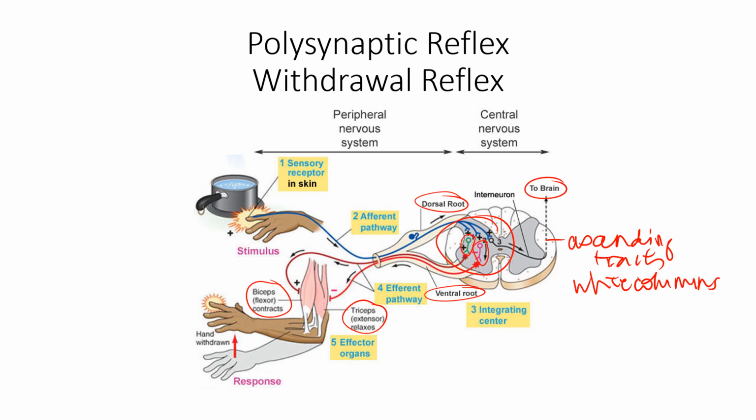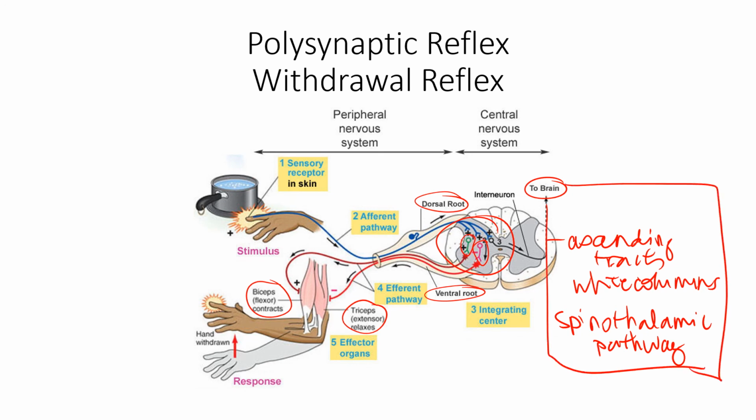That's because we're traveling a spinothalamic pathway. We know that carries pain and temperature information to your brain, and it does take about a second later for your brain to receive and process that information. But this part here, all this stuff about going to your brain, that is not part of the reflex. That is actually a separate pathway that involves taking that pain or temperature information up.